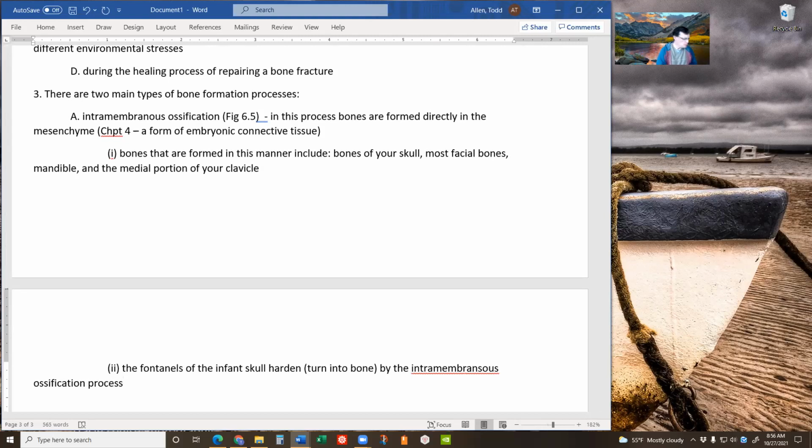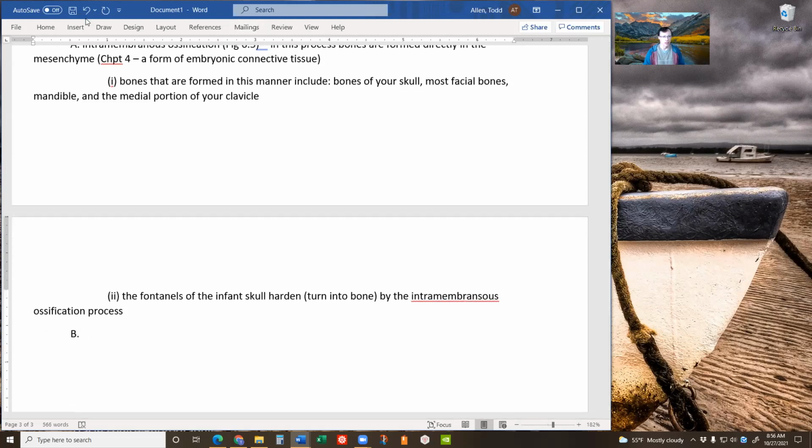Okay. All right, folks. So if you think about it, we listed out some bones here for intramembranous ossification, but there's many, many more bones we did not list. And that's to say that most of the bones of your skeleton actually form by the alternative bone forming process, which is endochondral ossification. So I'm going to put this as letter B in your notes. Okay. Endochondral ossification.